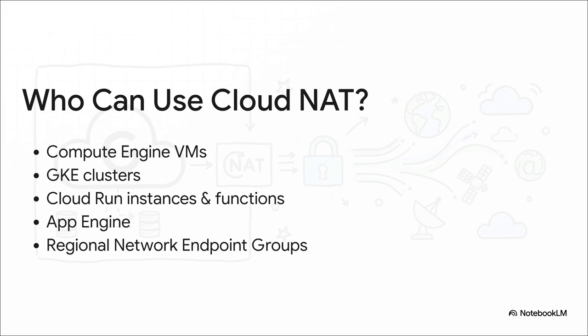So, what kind of stuff can actually use this? Pretty much the whole shebang. We're talking your Compute Engine VMs, your GKE clusters, even serverless things like Cloud Run instances and Cloud Functions. App Engine can use it too, with the right setup. The bottom line is, if it's a resource living inside your VPC and it needs a way to talk to the internet, Cloud NAT is going to be its best friend.